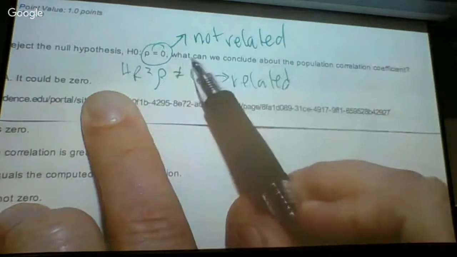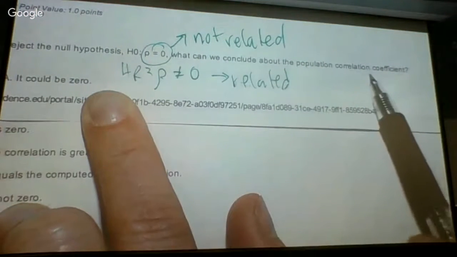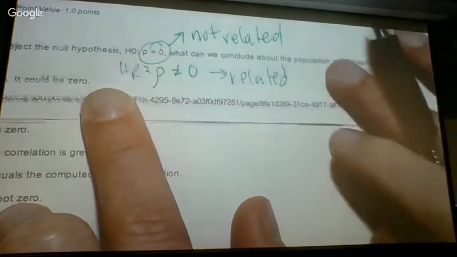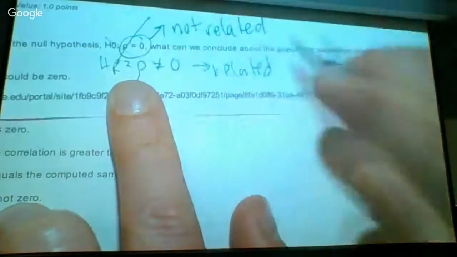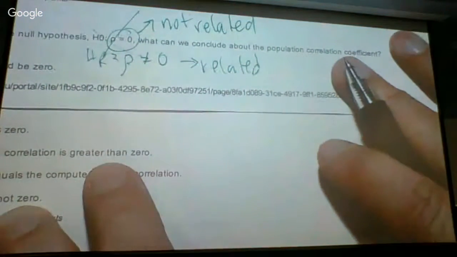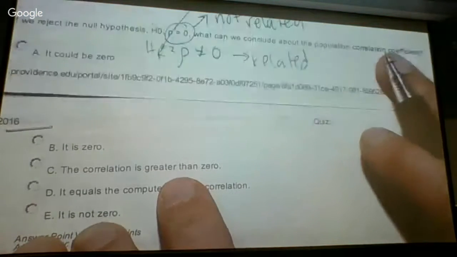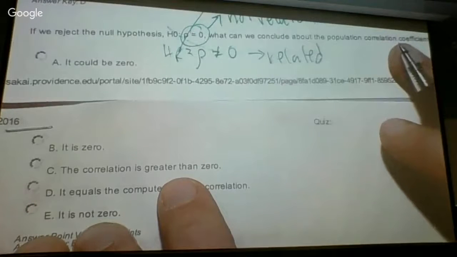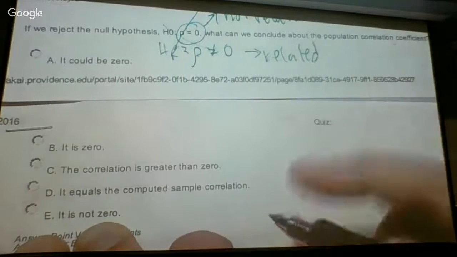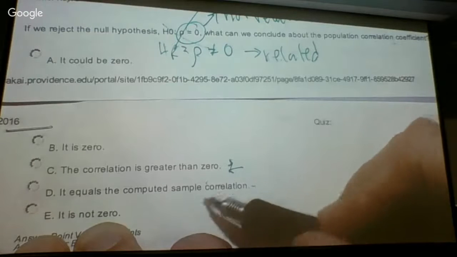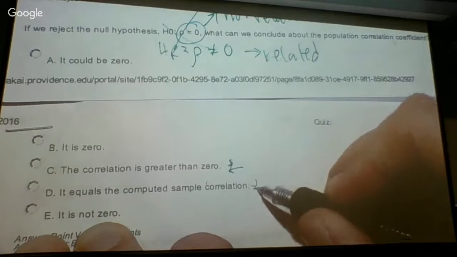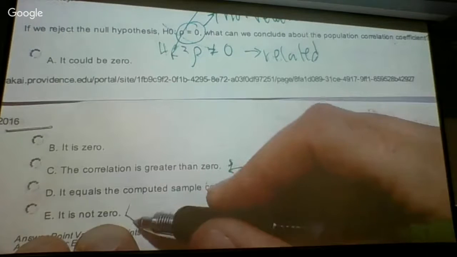If we reject the null, what can we conclude about the population correlation rho? Could it be 0? I don't think so because we rejected that. It does not equal 0. It could be 0. It is 0. The correlation is greater than 0. I kind of like that one. It is equal to the computed sample correlation. Could be that one. Oh, it is not 0.